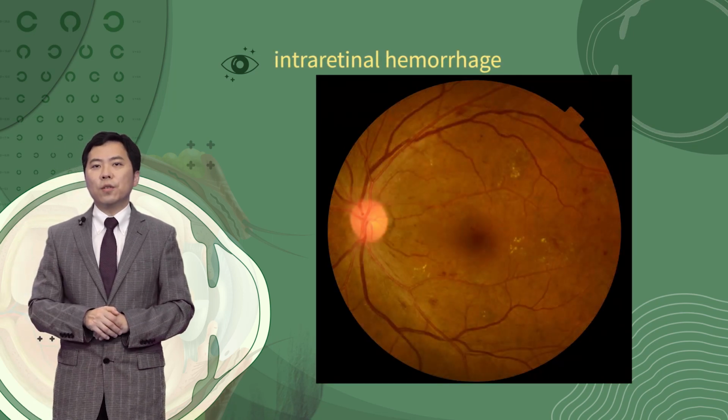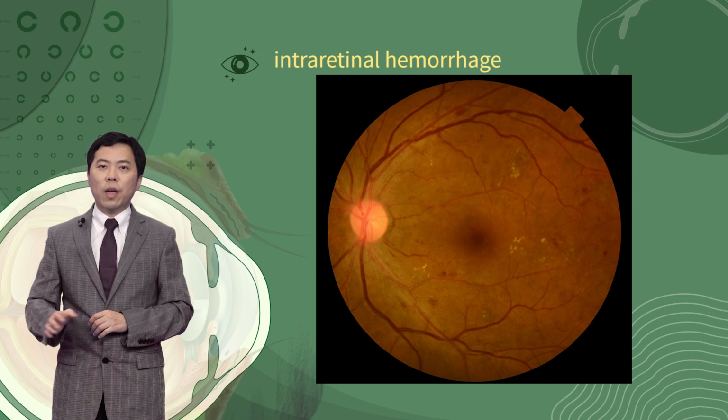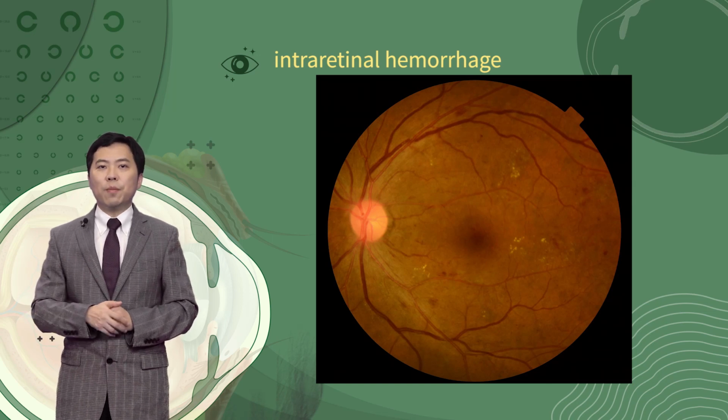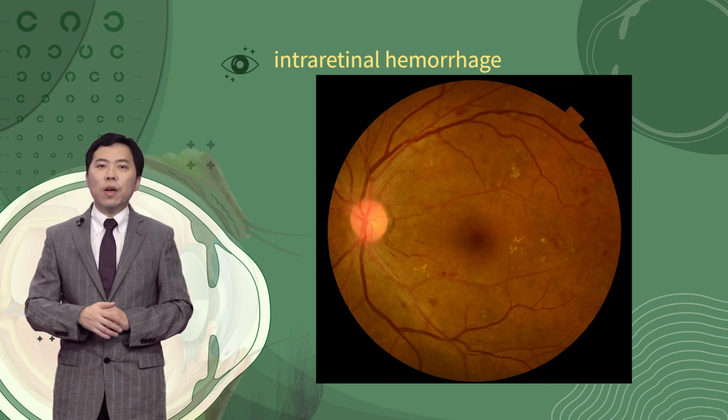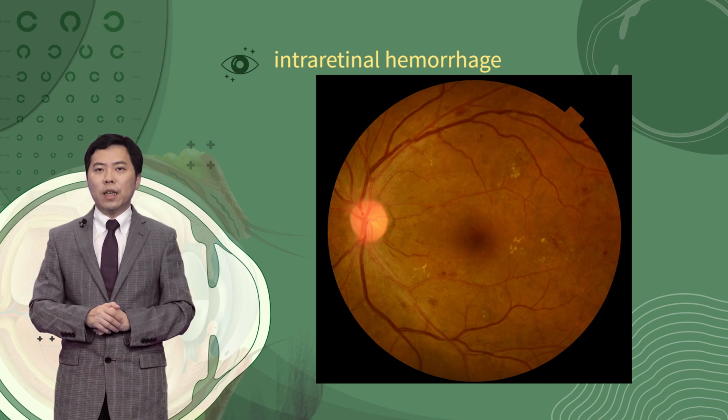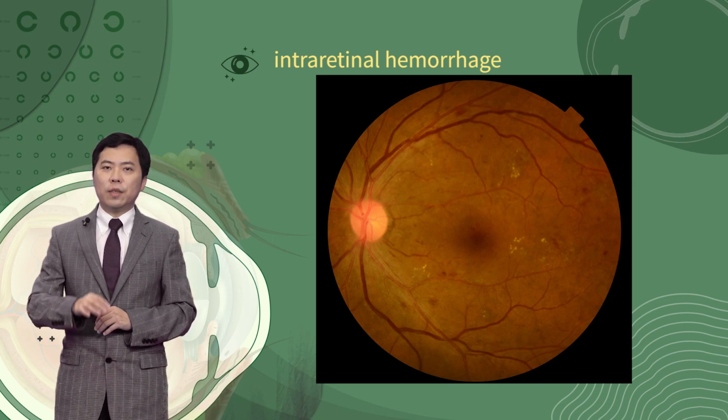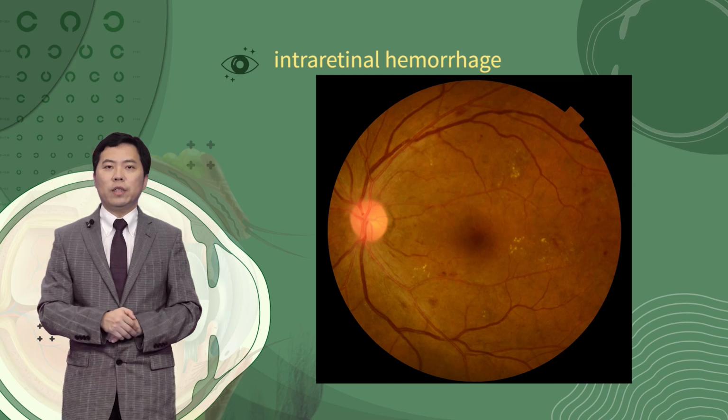This photo shows several lesions of intraretinal hemorrhage. They are big red spots. Here we also have some microaneurysms. Intraretinal hemorrhage is bigger compared to microaneurysms.